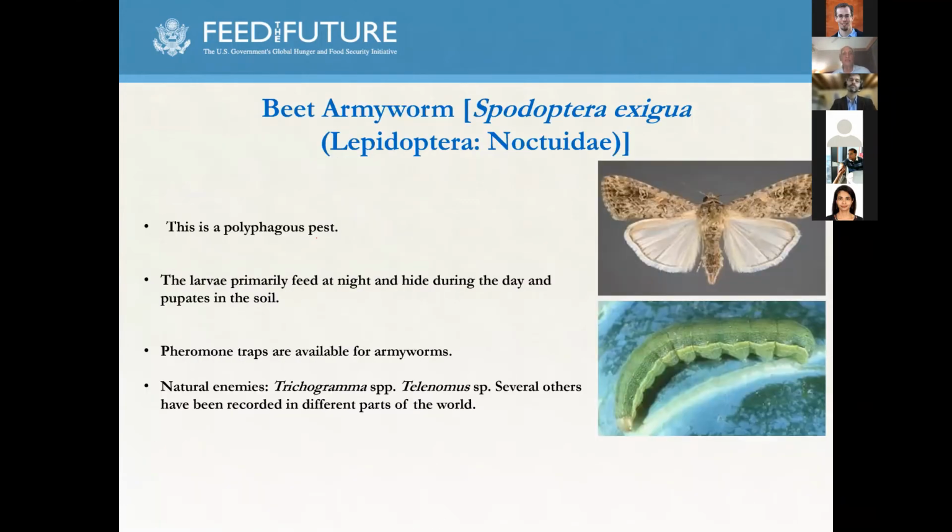The next one is the beet armyworm. It is a polyphagous pest. It will feed on many crops and it will also feed on lentil. It lays eggs in groups and the larvae primarily feed at night, and during the daytime they hide in the soil or in the debris. There are pheromone traps available, so we can set them up and monitor its occurrence in the field and take remedial measures to tackle the pest. Natural enemies, Trichogramma and Telenomus species, are egg parasites. They could be laboratory produced and released for controlling this pest.